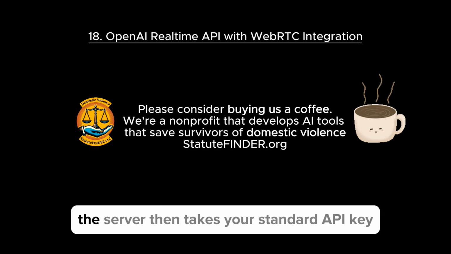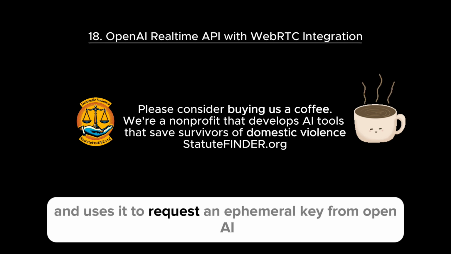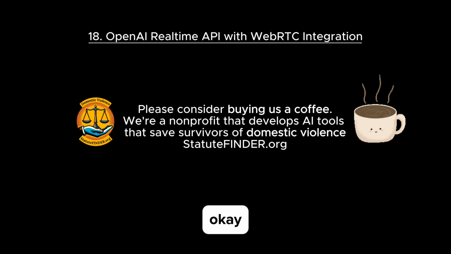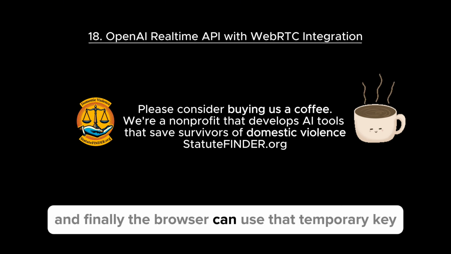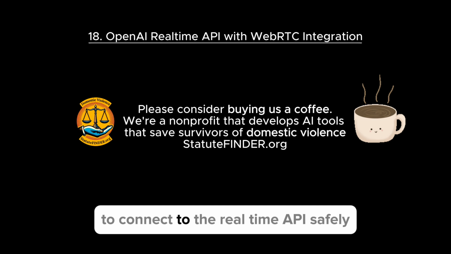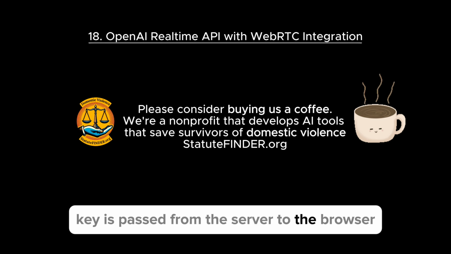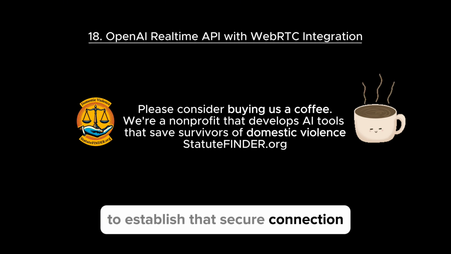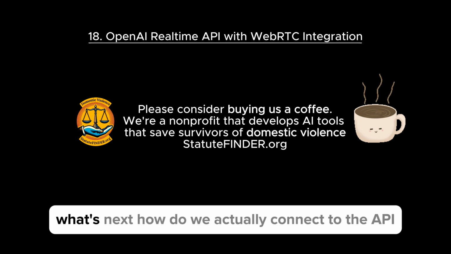It has the master key and gives out temporary ones as needed. Our secure key master. What happens next? The server then takes your standard API key, which should be kept super safe on the server, and uses it to request an ephemeral key from OpenAI. Then that temporary key is sent back to the browser. And finally, the browser can use that temporary key to connect to the real-time API safely. It's like a relay race where the temporary key is passed from the server to the browser to establish that secure connection. So we've got our secure connection. We understand the ephemeral keys. What's next? How do we actually connect to the API?